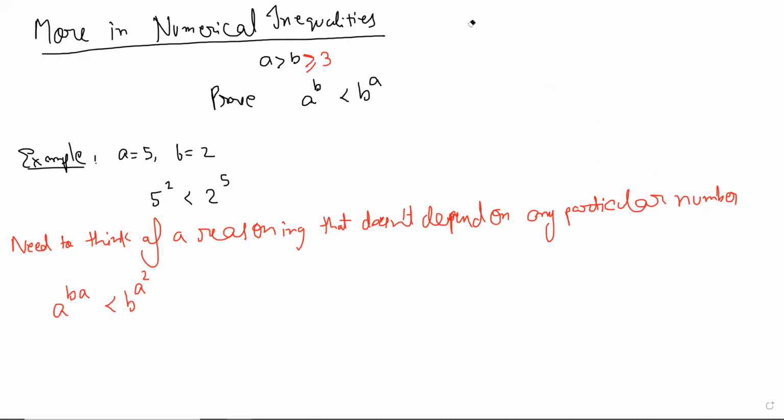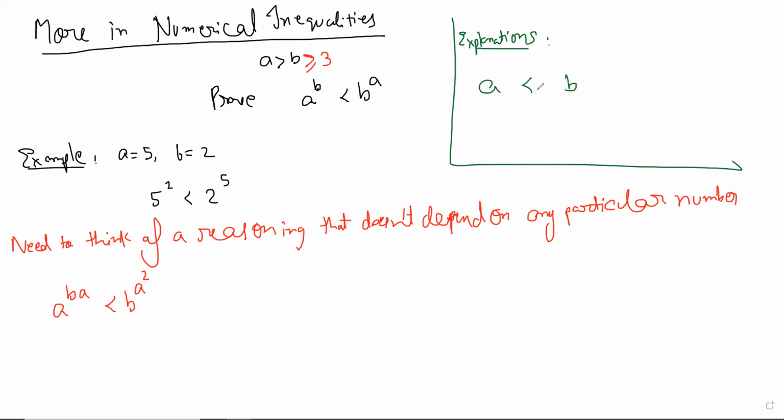So maybe let me create a separate column, a separate place here where we can write some explanations, not proofs, but explanations. Because these explanations are the kind of thing that one usually uses to come up with these inequalities, right? So what you just said is a kind of explanation, but we can actually make it a little more precise. If you just look at a less than b, then this is not true, obviously.